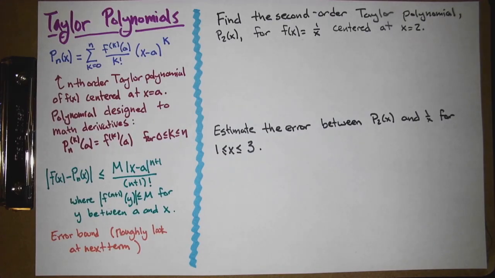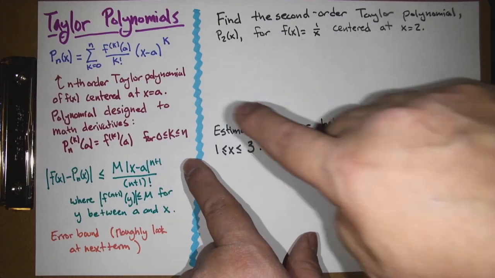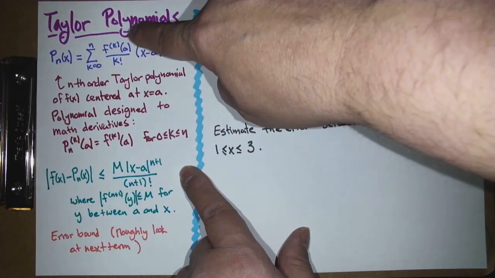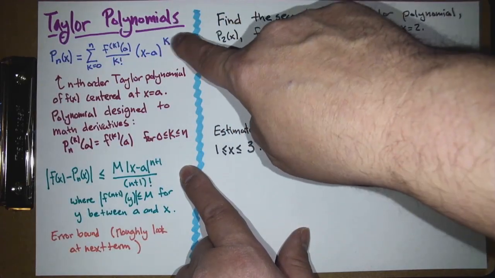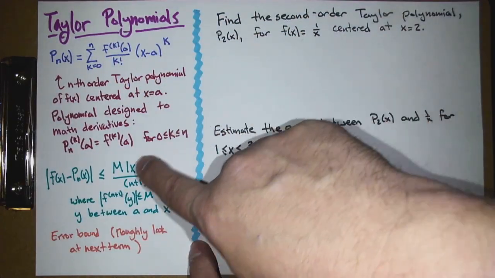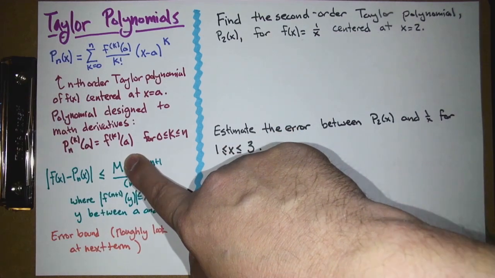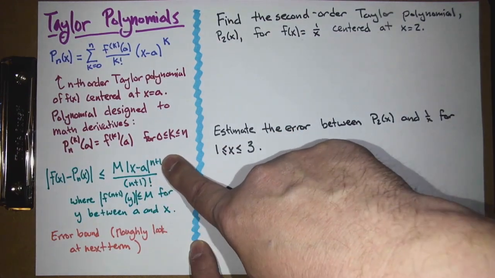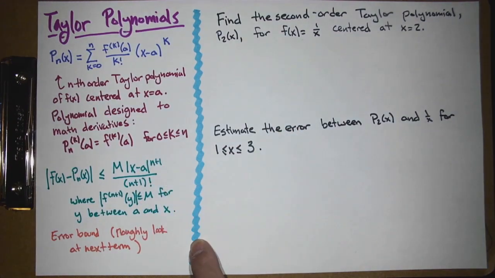So, I make a note here. It's roughly look at the next term, right? Because if you think about what the last term looks like, it's the nth derivative at a, x minus a to the n over n factorial. Well, this is looking at the n plus first derivative at some point near a, x minus a to the n plus 1 over n plus 1 factorial.